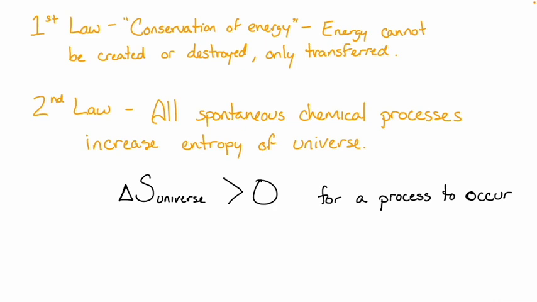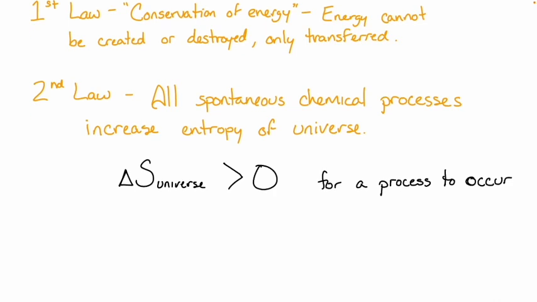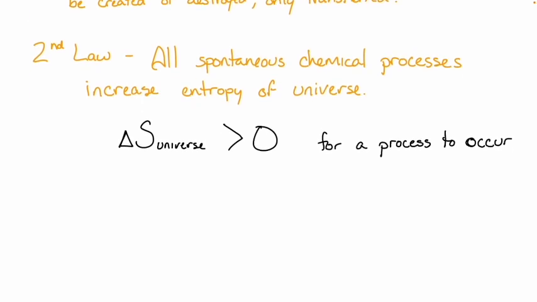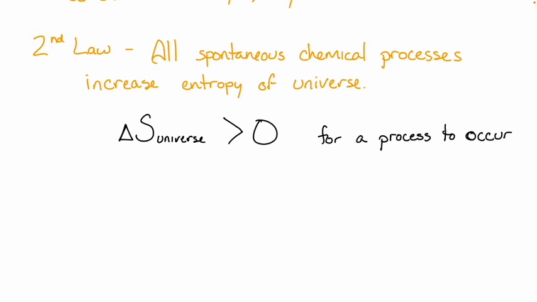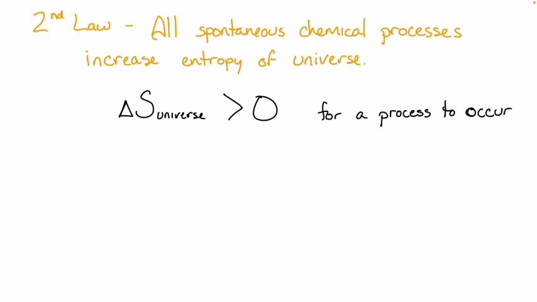All right, if it's going to happen, it has to increase the entropy of the universe. That's the rule. All right, so the universe is pretty big. What scientists feel is very helpful to do when designing a chemical reaction is to cut that universe up into two parts.